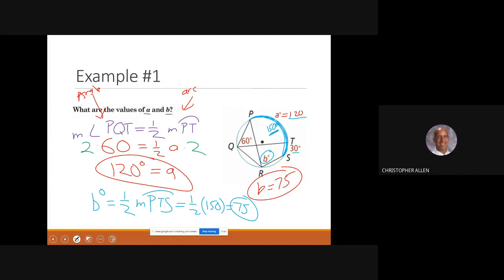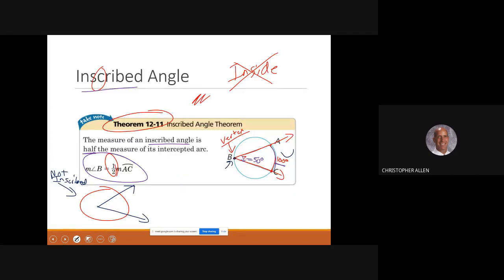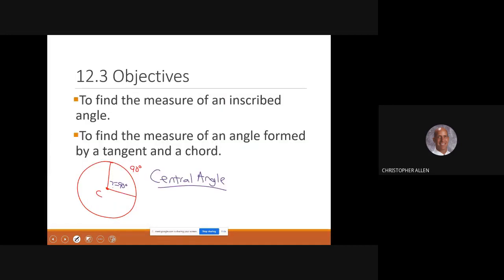Now, let me go back and say this again. This is the key theorem for this section, and it says the following. The inscribed angle is half of the measure of its intercepted arc. If this arc is 100, then the inscribed angle is half of that. It's 50. And that's different than what we did a couple weeks ago when we talked about a central angle. If that's 90, then that's 90. That was a central angle versus an inscribed angle.